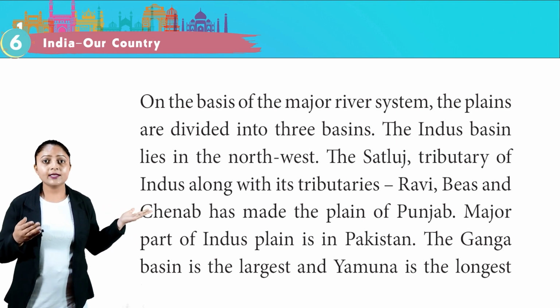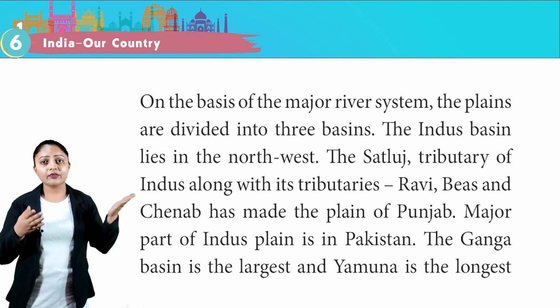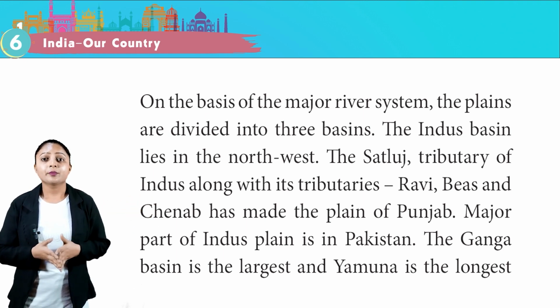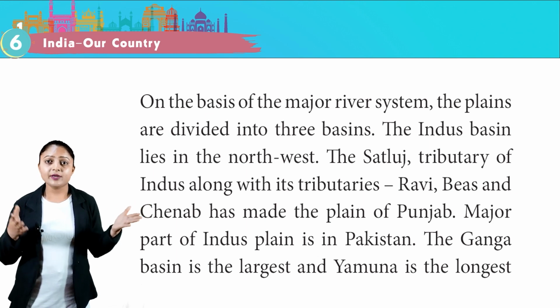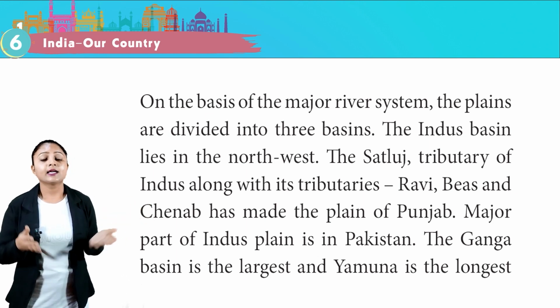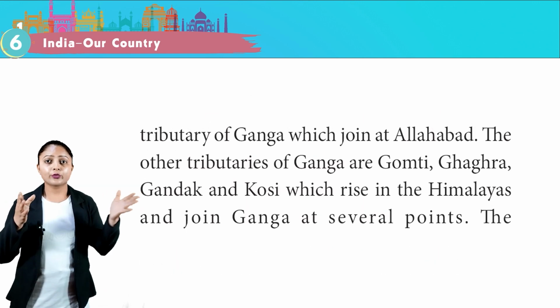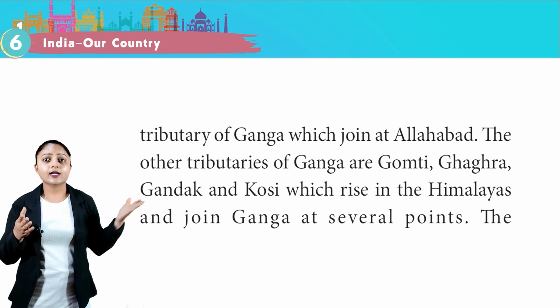The Indus Basin lies in the northwest. The Satluj, tributary of Indus, along with its tributaries Ravi, Beas and Chenab, has made the plain of Punjab. Major part of Indus Plain is in Pakistan. The Ganga Basin is the largest and the Yamuna is the longest tributary of Ganga, which joins at Allahabad.